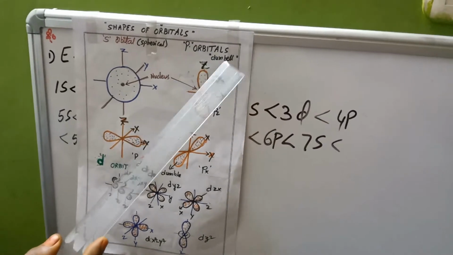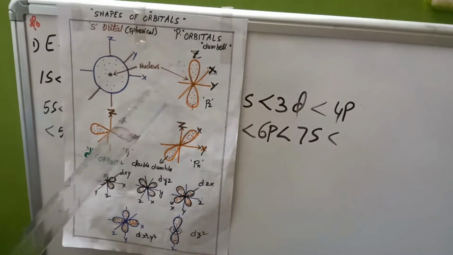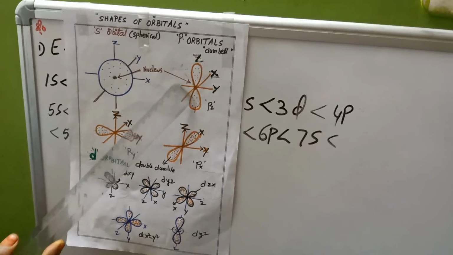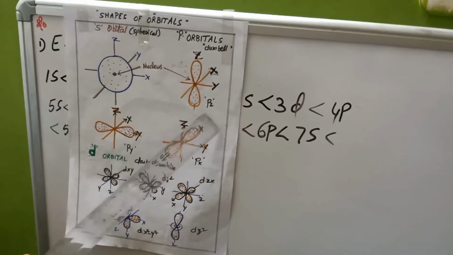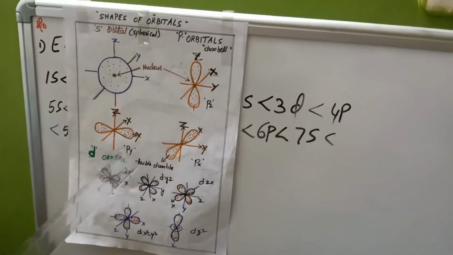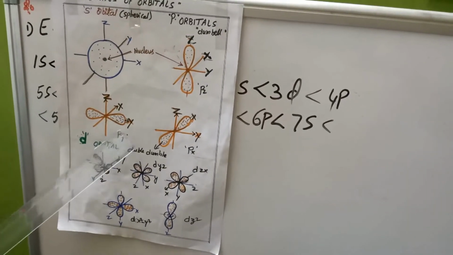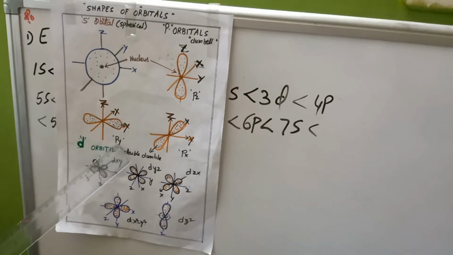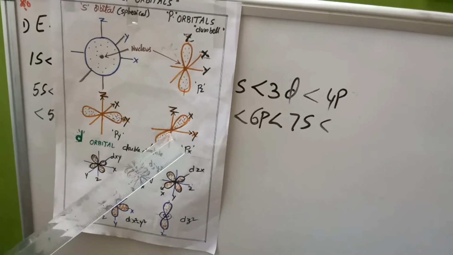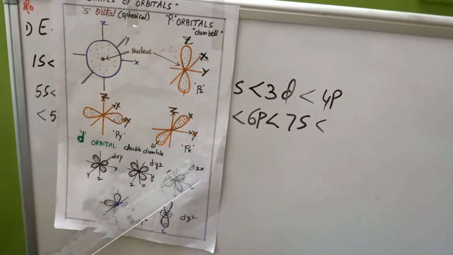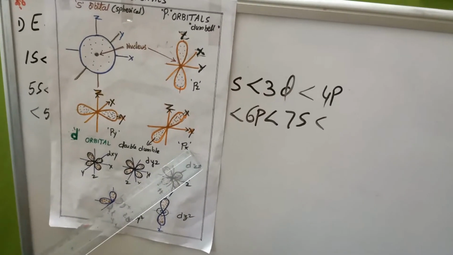P orbitals have a dumbbell shape. Here this dumbbell shaped orbital lies on the z-axis, so it is called pz. Here the dumbbell shaped orbital lies on the y-axis, so it is called py. Here the dumbbell shaped p orbital lies on the x-axis, so it is called px.